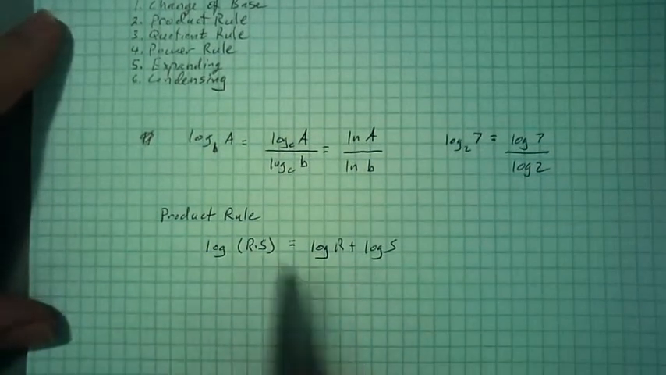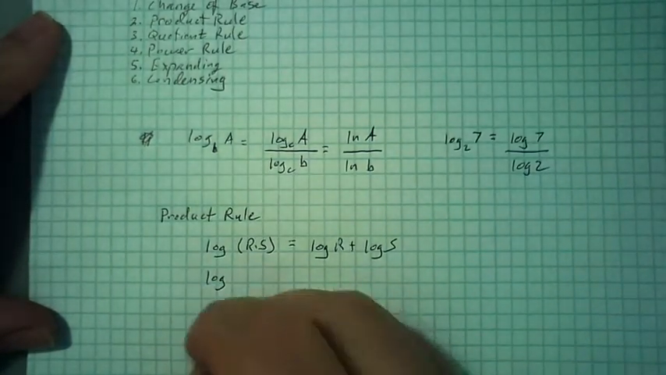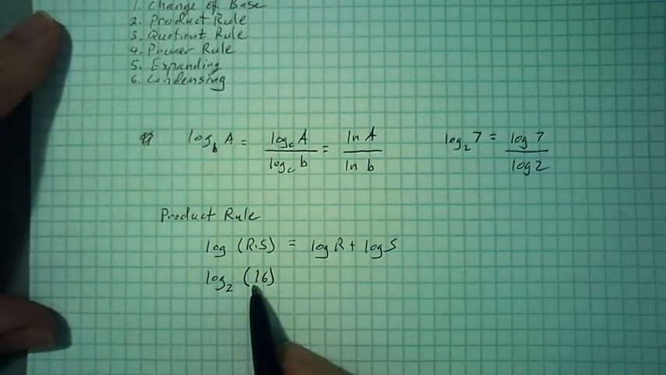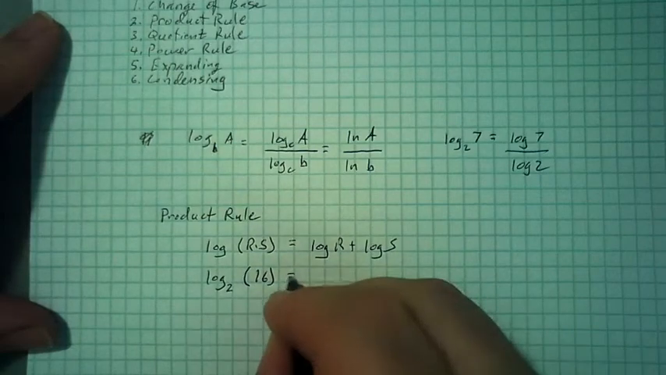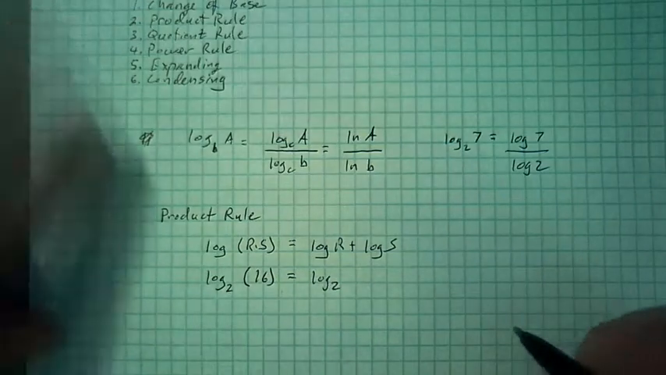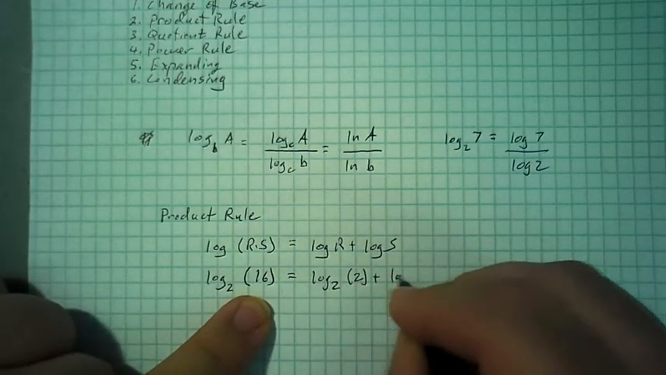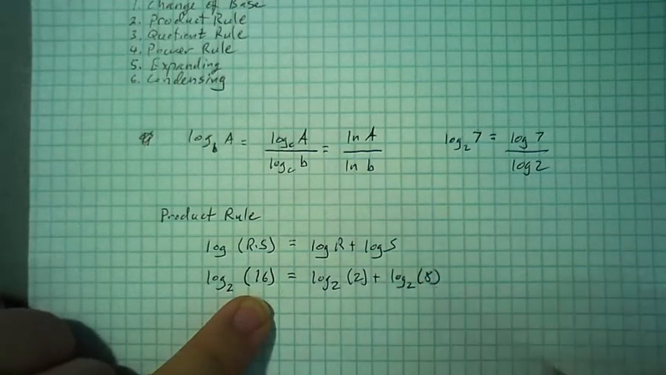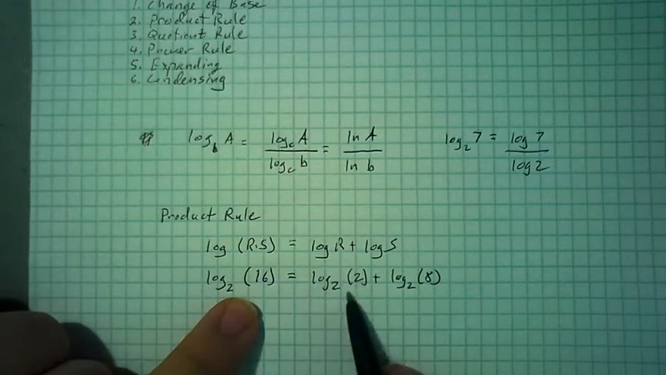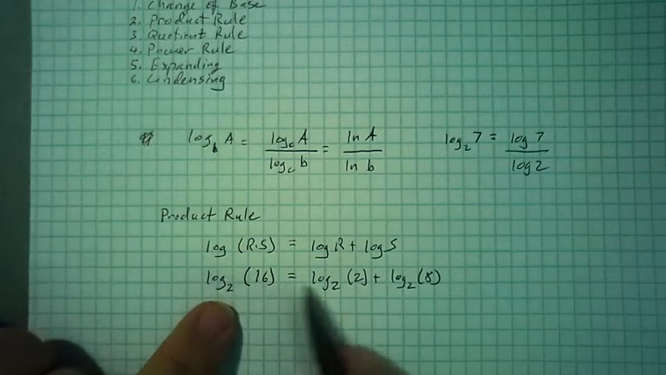I'm sorry. So in this case, an example would be log base 2 of 16, which we know the answer to, because 16 is a power of 2. But we can also split it into two smaller logarithms if we find two numbers that multiply to 16, like 2 and 8. So log base 2 of 16 is equal to the sum of log base 2 of 2 and log base 2 of 8, because 2 times 8 is 16. That's what the rule says.